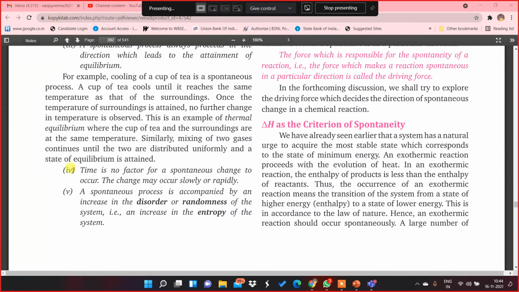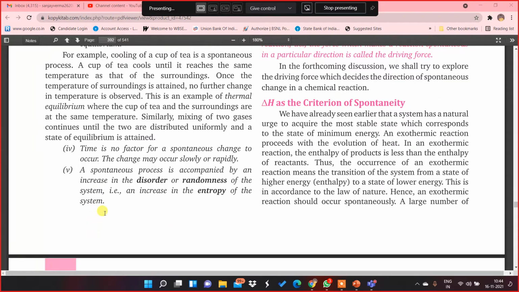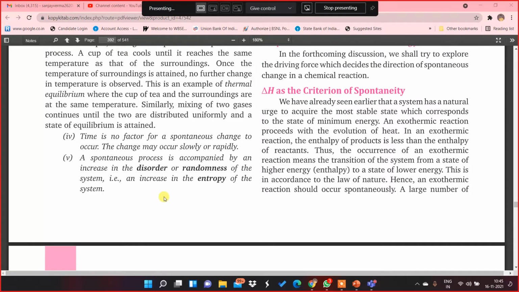Number 4, time is no factor for a spontaneous change to occur. This change may occur slowly or rapidly. Number 5, a spontaneous process is accompanied by an increase in the disorder or randomness of the system. So this is entropy: in a spontaneous process, there is always an increase in the entropy of the system. Remember, entropy means the degree of disorder or randomness in the system.